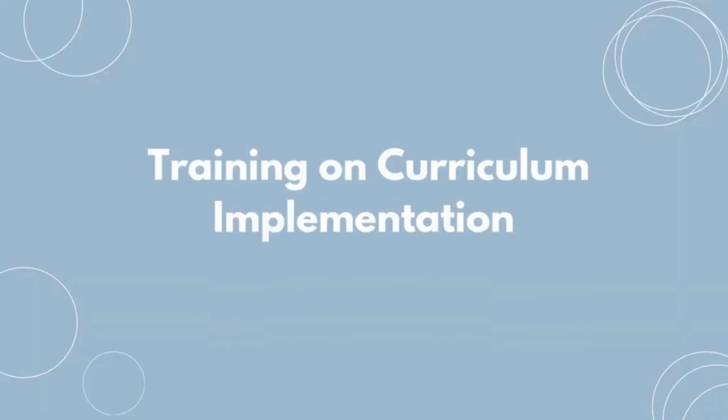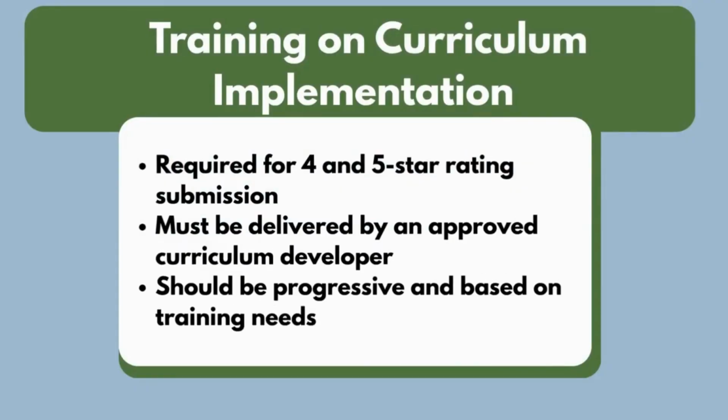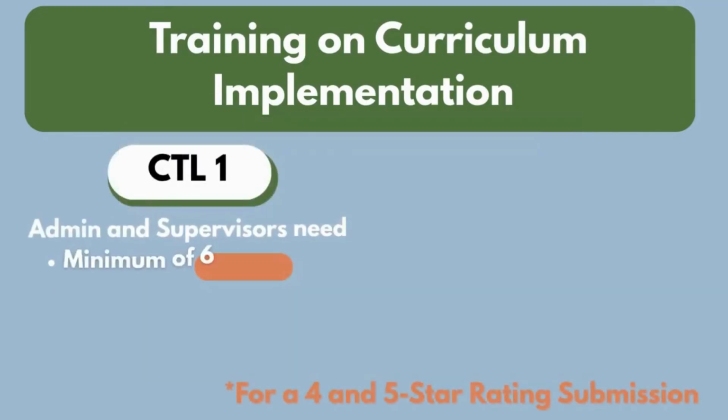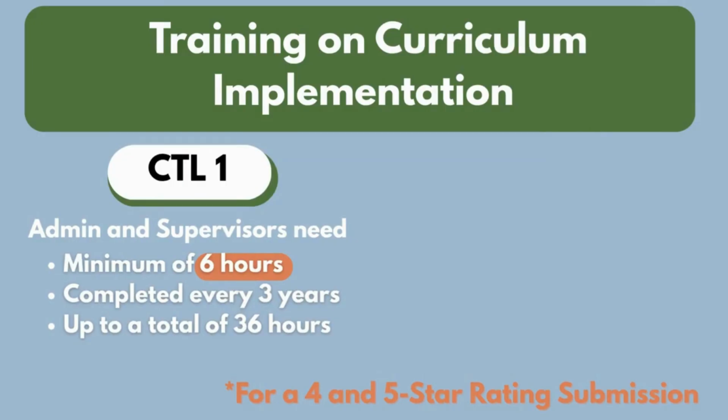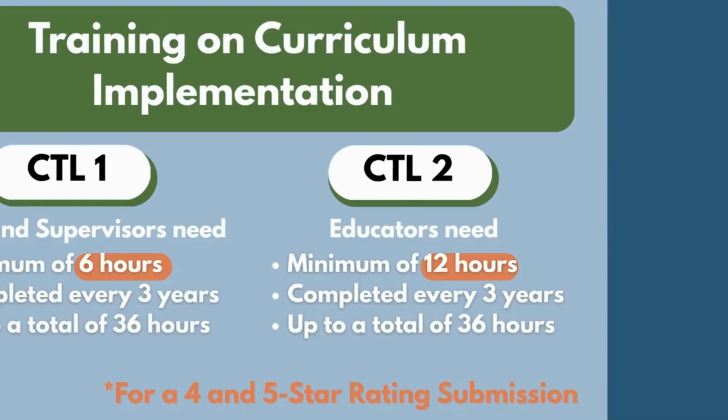For programs pursuing a 4- or 5-star rating, training and curriculum implementation is required. This must be delivered by or approved by the curriculum developer. This training should be progressive and based on your training needs. For CTL 1, administrators and supervisors are required to take this foundational training at a minimum of 6 hours every 3 years, up to a total of 36 hours. For CTL 2, educators are required to take this foundational training at a minimum of 12 hours every 3 years, up to a total of 36 hours.